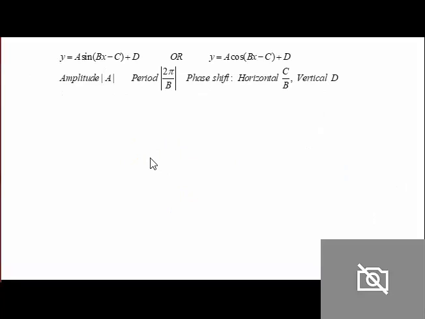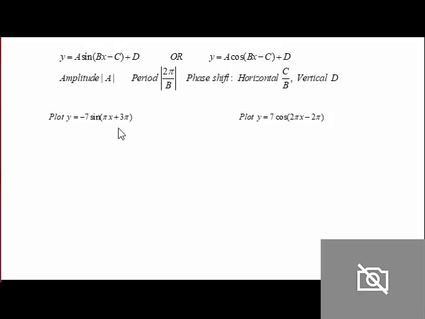Now, just quickly reminding you the transformation. You have y equals a sine of bx minus c plus d, and you can compare this with its parent function, y equals sine x, and the same way with cosine x. So in both cases, your amplitude will be this guy here, a, then your period will be 2 pi over b, and your phase shift will be c over b horizontal, and the vertical is outside, which is d.